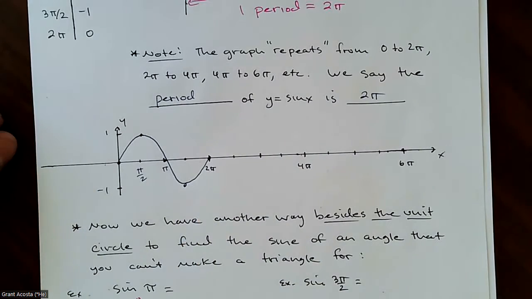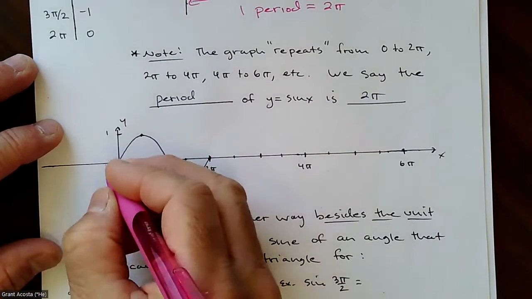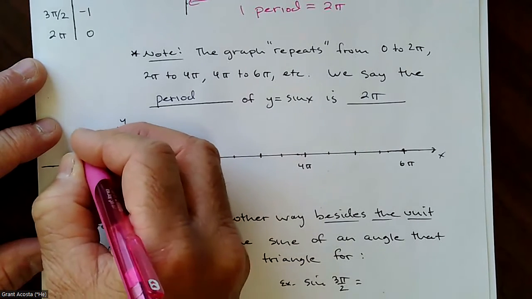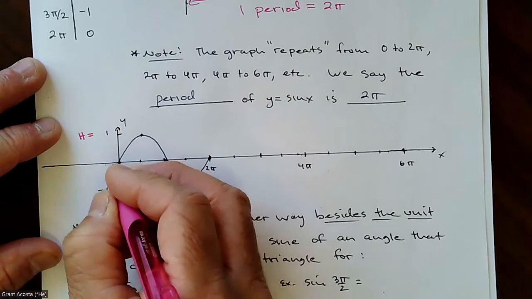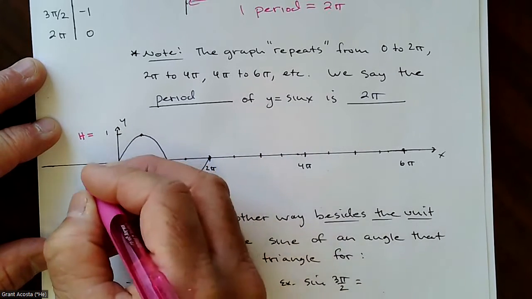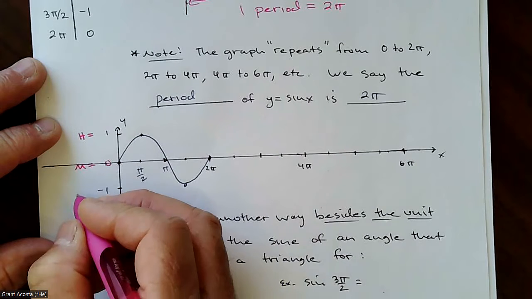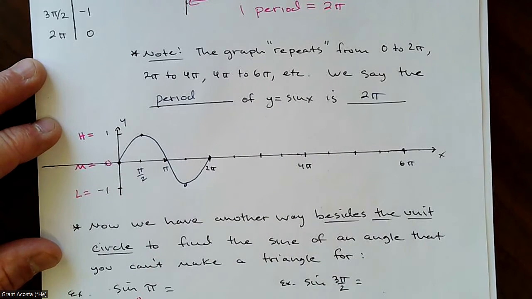And I like to think of a sine or a cosine graph in terms of high, middle, and low. The highest value a regular sine graph will ever get to is 1, and I'm going to use H for high. The middle, where the graph is kind of oscillating around, is 0. I'll use M for middle. And my low is -1. That's the lowest value the graph ever takes on.